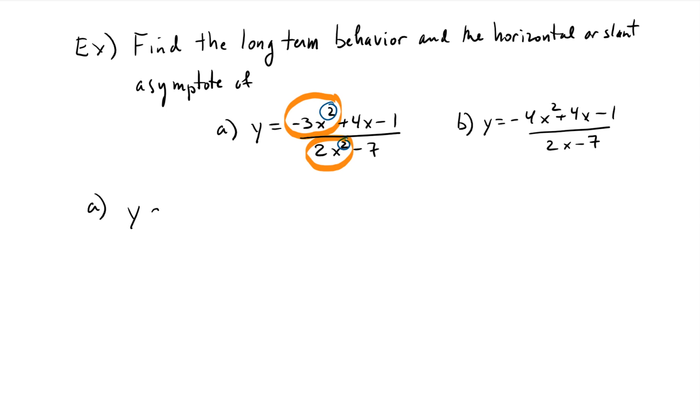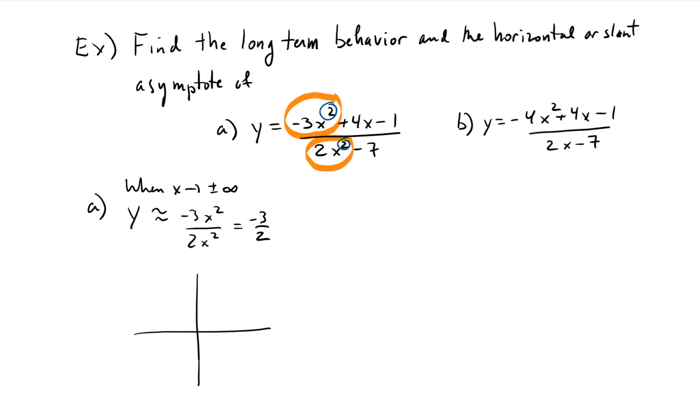So y is going to be, when x is large, so this is when x tends to plus or minus infinity, y will be almost minus 3x squared over 2x squared. And if you simplify this, now they have common powers of x squared, so it comes down to minus 3/2. So that means that we've got a function which approaches values of minus 3/2 in the long run.